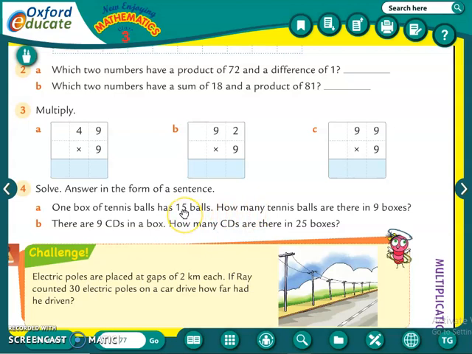Here you have to multiply 15 multiplied by 9. Same way second one, there are 9 CDs in a box. How many CDs are there in 25 boxes? The same question is there. एक बॉक्स में 9 CD है तो 25 boxes में कितनी है? Then here you have to write 25 multiplied by 9, and whatever the answer is you have to write here. Okay, so you can do the calculation only in the notebook and you just write the answer here.